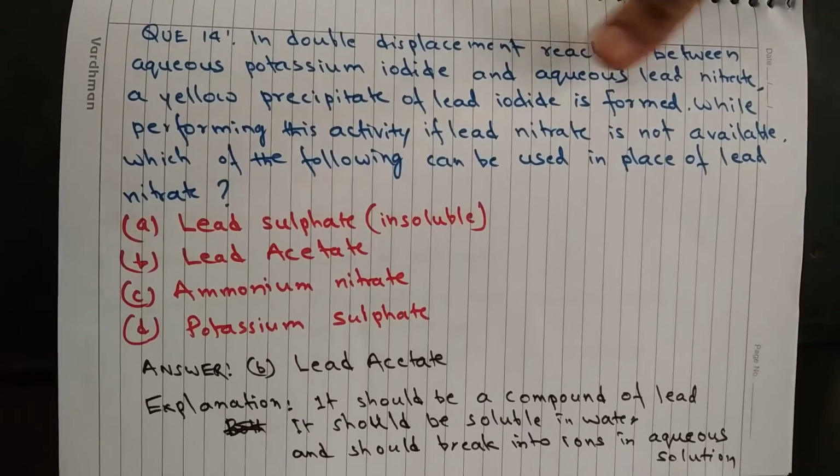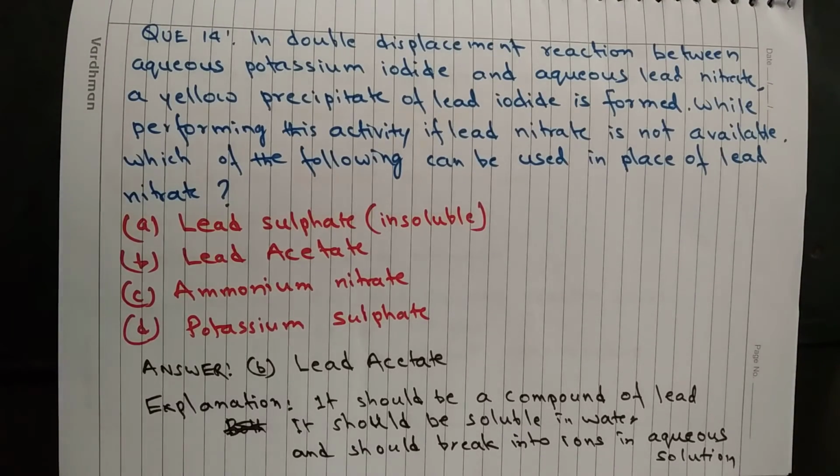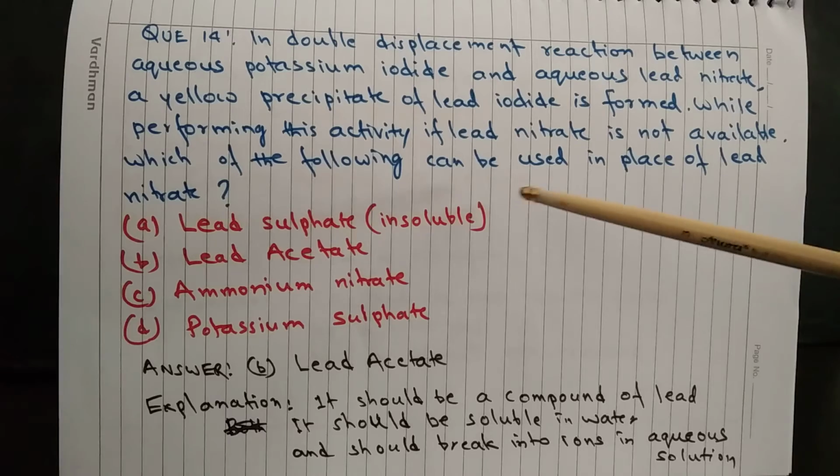Question 14. In double displacement reaction between aqueous potassium iodide and aqueous lead nitrate, a yellow precipitate of lead iodide is formed. While performing this activity, if lead nitrate is not available, which of the following can be used in place of lead nitrate? Options are A, lead sulfate, that is insoluble, B, lead acetate, C, ammonium nitrate, and D, potassium sulfate. The answer is B, lead acetate.